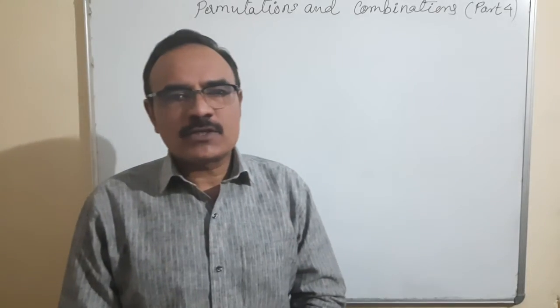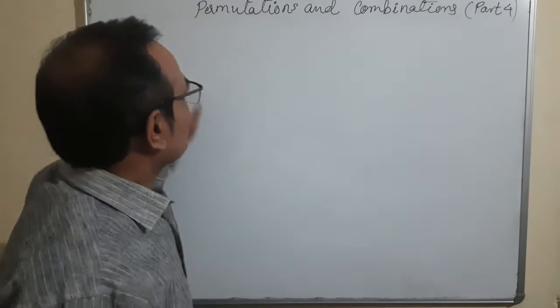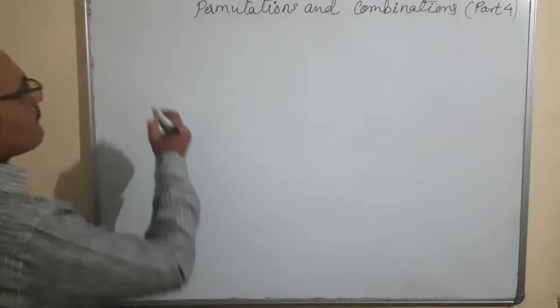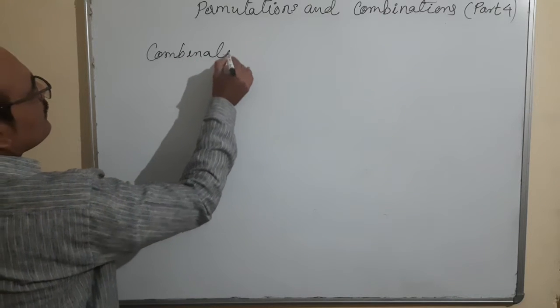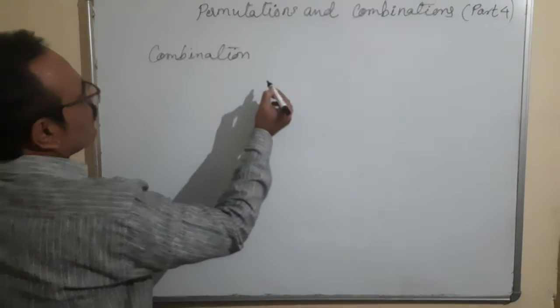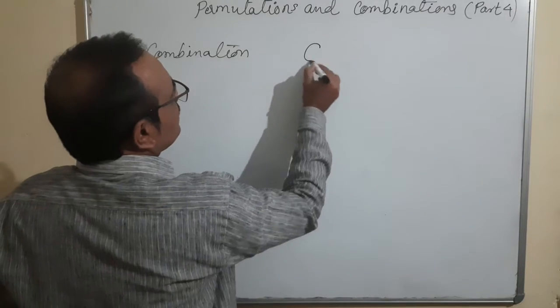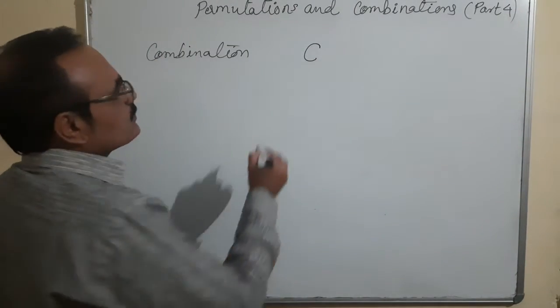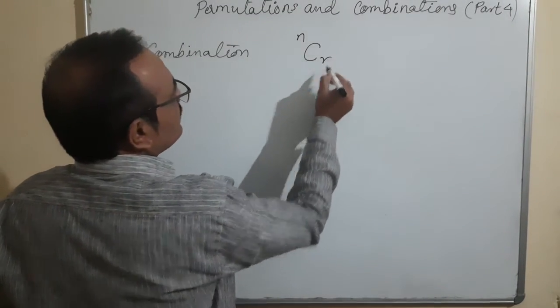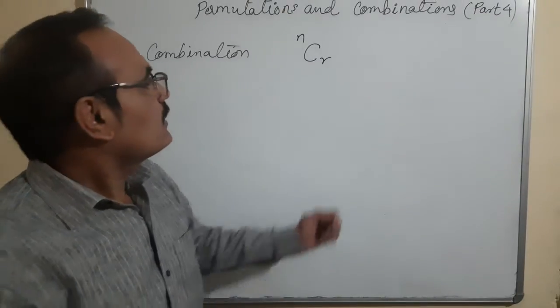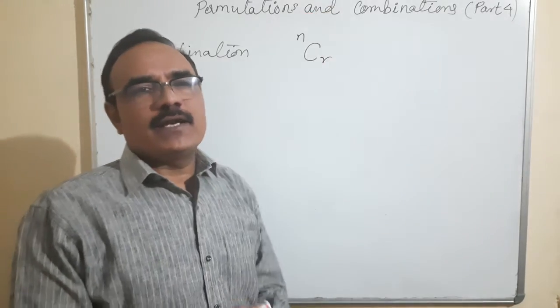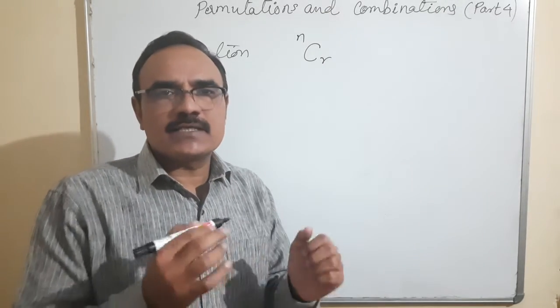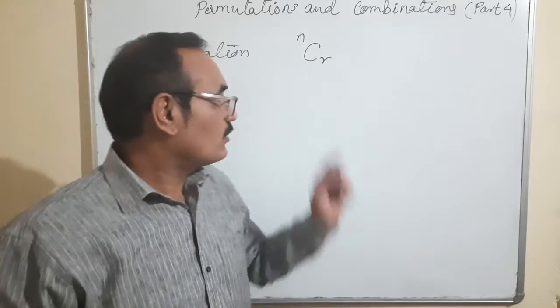Hello, in continuation with combinations and permutations, today we are discussing combinations. Combination is denoted by C. So when I use the term nCr, what does it mean? The meaning is r objects are to be selected from n objects. Only selection is there. There's no rearrangement. Only selection.